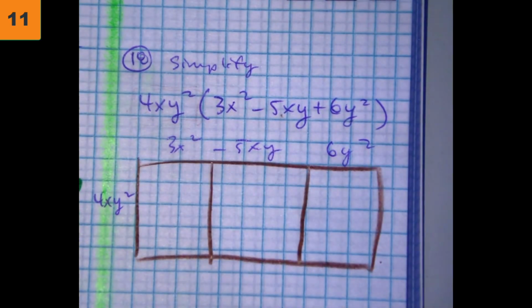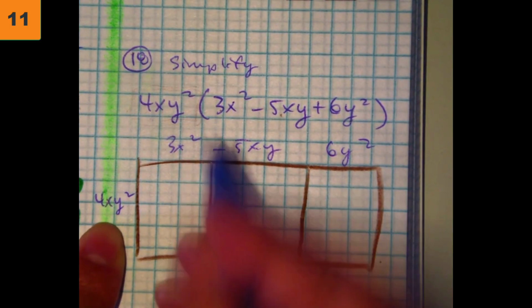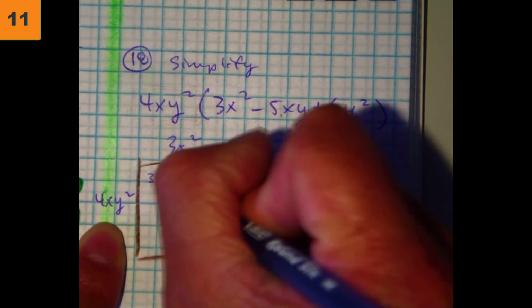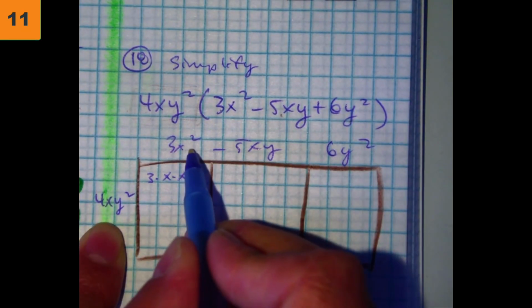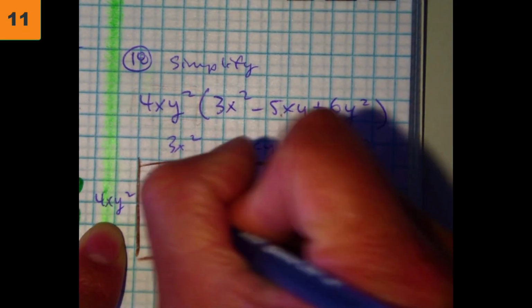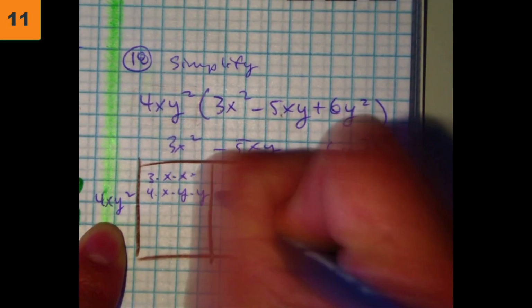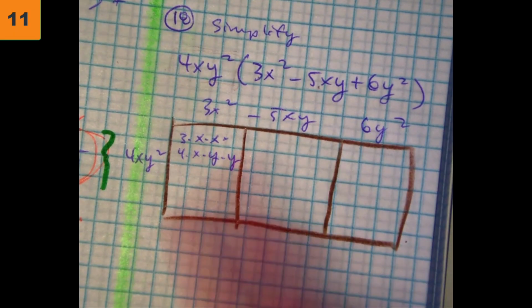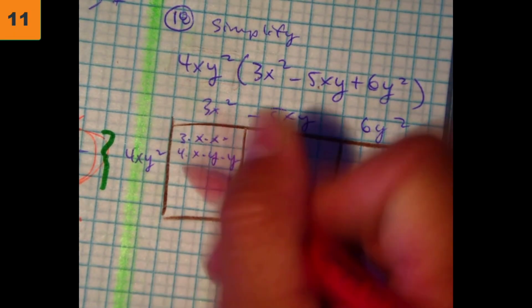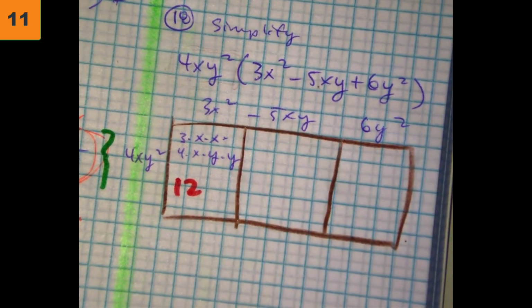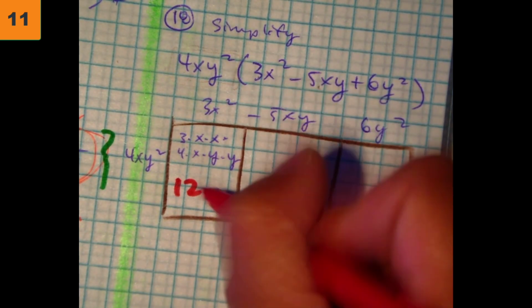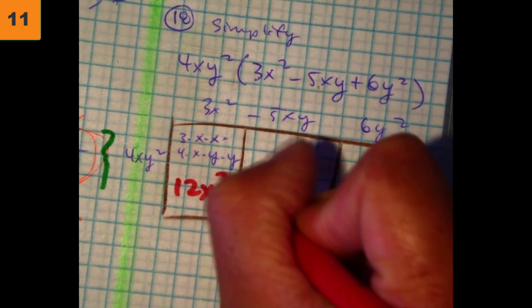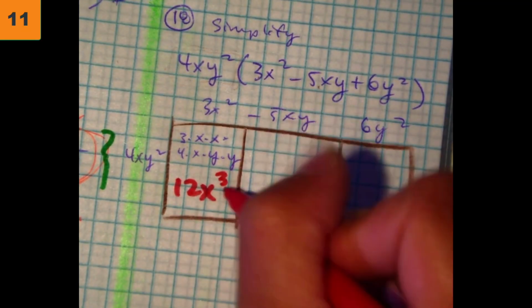Okay, so if I'm multiplying these, essentially what I'm doing is multiplying 3 times x, yes? Times 4 times x times y times y. And then I can just multiply those that are like terms. 3 times 4 is 12. x times x is x squared, and y times y is y squared.